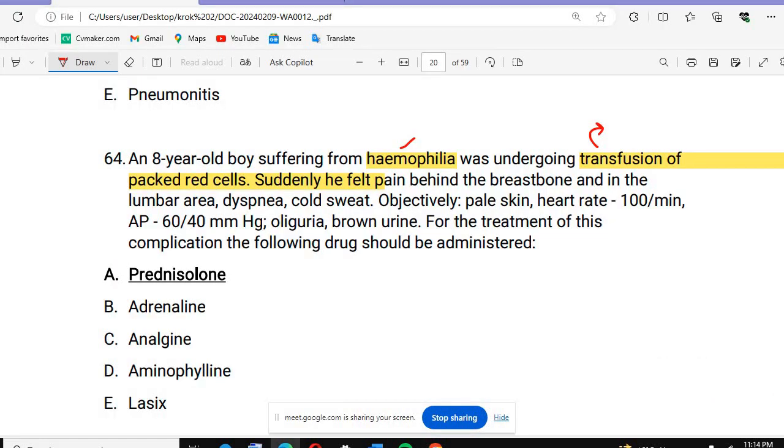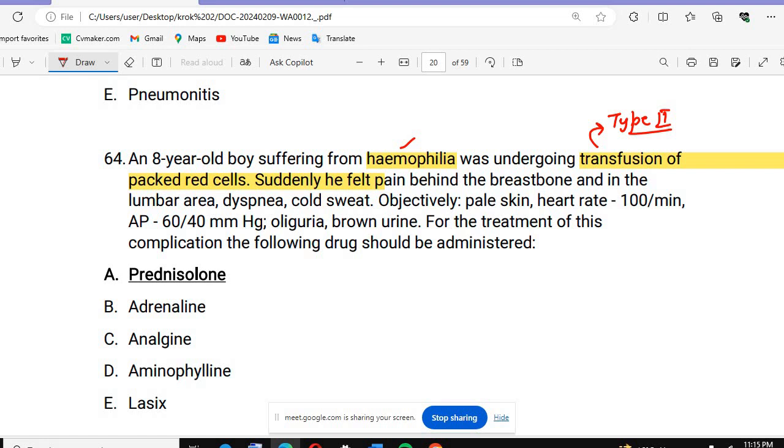Transfusion reactions. That is type 2. It will be antibody mediated. So transfusion of packed red cells is a type 2 hypersensitivity. The patient feels pain behind the breastbone and in the lumbar area, dyspnea and cold sweat. Objectively, pale skin, heart rate 100 per minute, BP 60/40, oliguria, and brown urine. For the treatment of this complication, which of the following drugs should be administered?